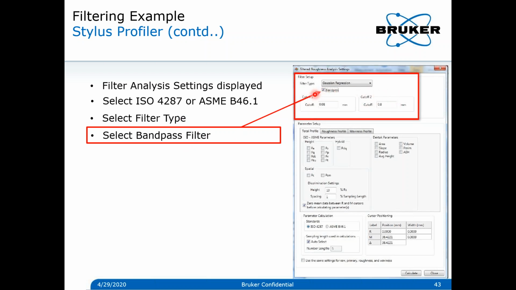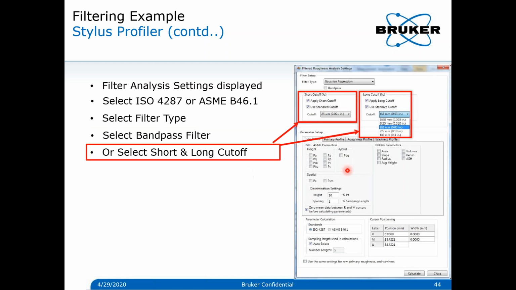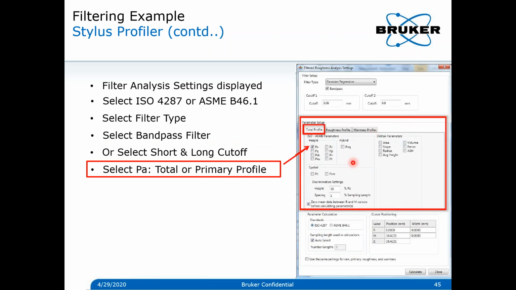This is to select, to differentiate the waviness and the roughness. So here the cutoff wavelength is defined as 0.08 mm, and then the cutoff 2 is 0.8 mm, or you can select short and long cutoff. This depends upon whether you selected band pass or over these choices.